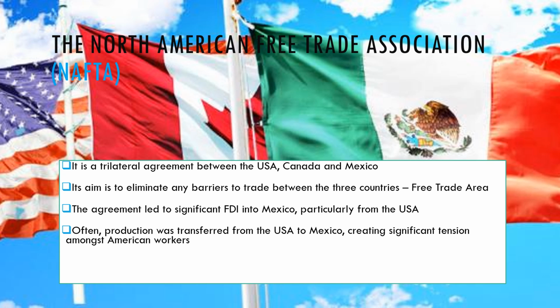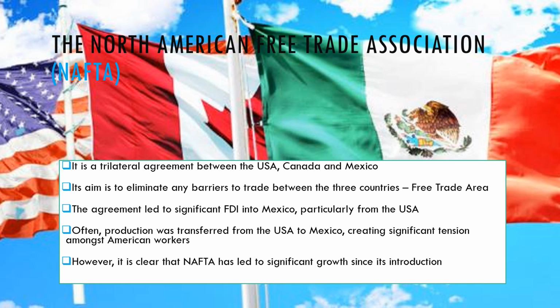This has created some tension amongst American workers who feel perhaps they might have lost their jobs as production was transferred to Mexico, which has maybe had an impact on recent political elections in the States. However, a lot of economists would argue that during the course of existence, free trade between these countries has led to significant economic growth and a higher all-round standard of living for the three members.